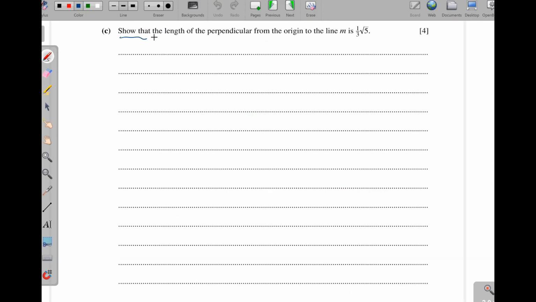Part C, show that the length of the perpendicular from the origin to the line M is this one here. Now suppose I have my line M, which is going like that. Maybe this is the origin here. So we have something like that. This one is meeting this at 90 degrees. Of course, the origin here is going to be 0, 0, 0. You see that?